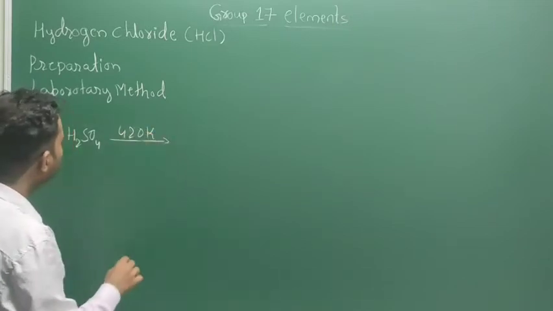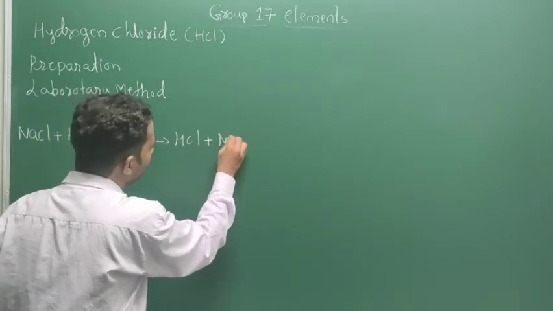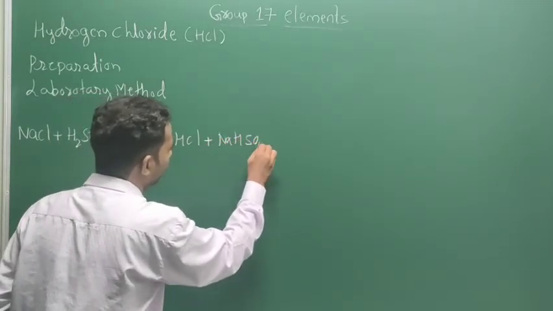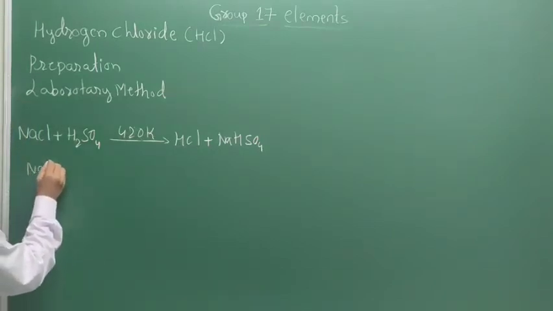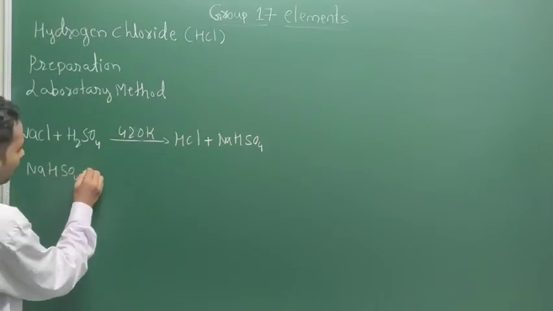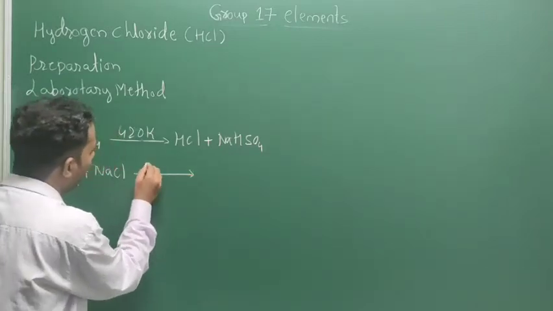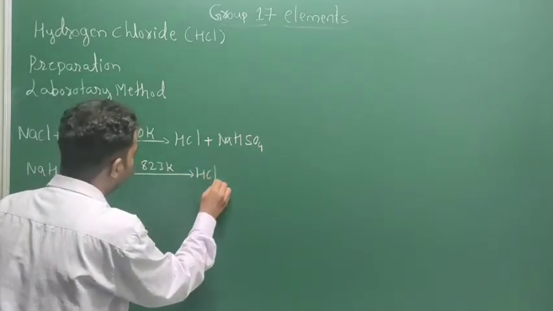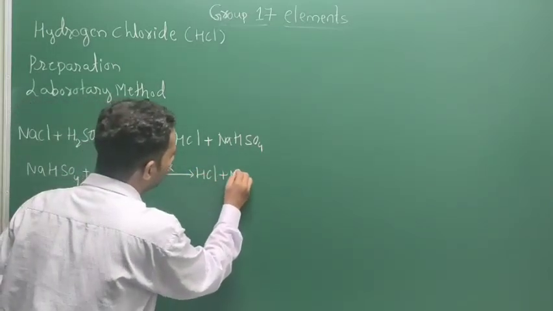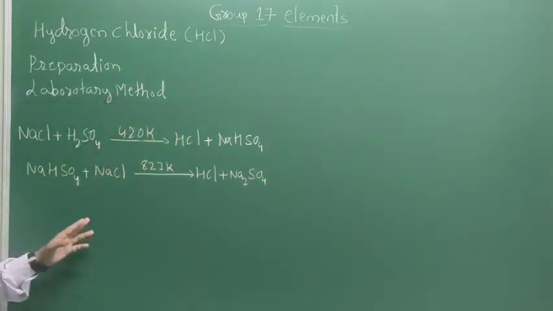So here HCl can be prepared by heating sodium chloride with concentrated H2SO4 at 420 Kelvin to form HCl along with sodium hydrogen sulfate. This sodium hydrogen sulfate is again heated with NaCl at 823 Kelvin to form HCl along with sodium sulfate. So here this is the preparation of HCl by laboratory method.